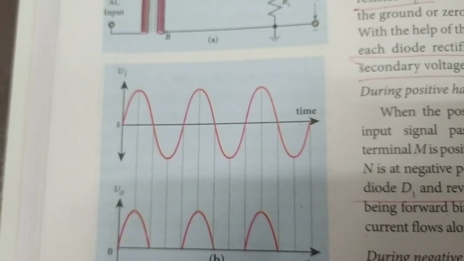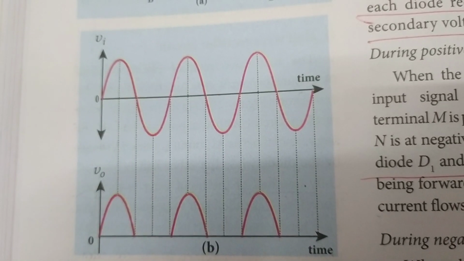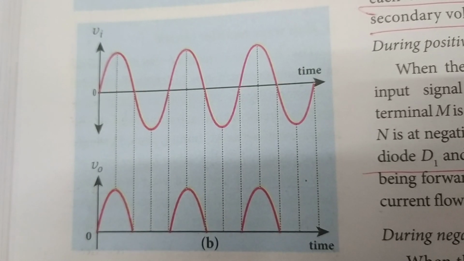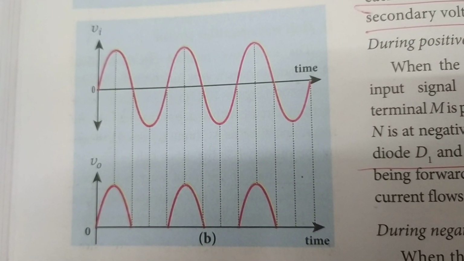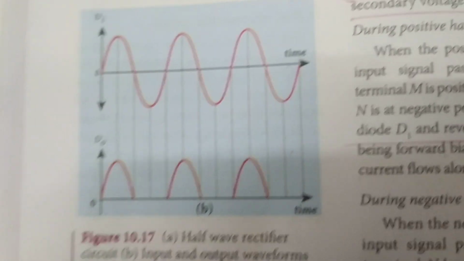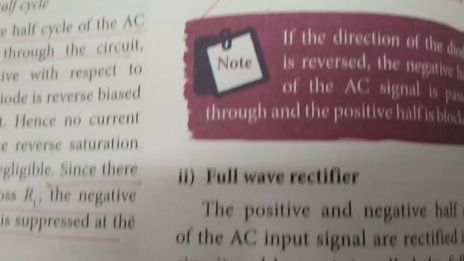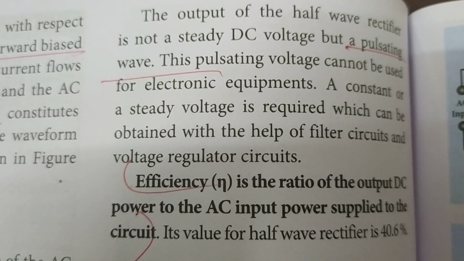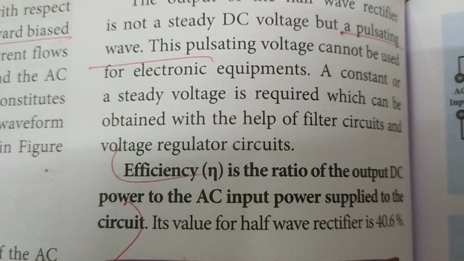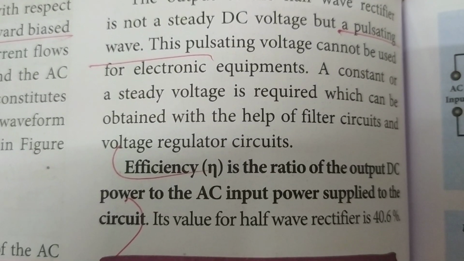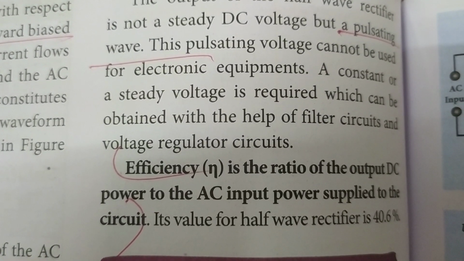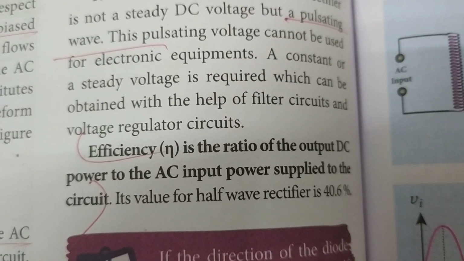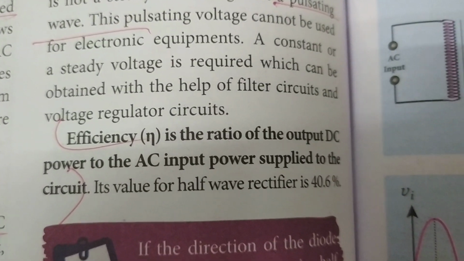When you see this diagram, there is no output during the negative half cycle and there is output only during the positive half cycle, so half of the wave is rectified. So it is called a half wave rectifier. Here the voltage is pulsating in nature. Pulsating means it is like a pulse and not direct. You are not getting DC voltage, but a pulsating wave, and this can be smoothed with the help of filter circuits and voltage regulator circuits.